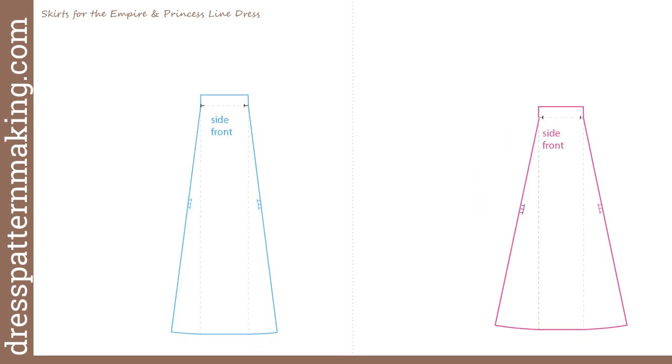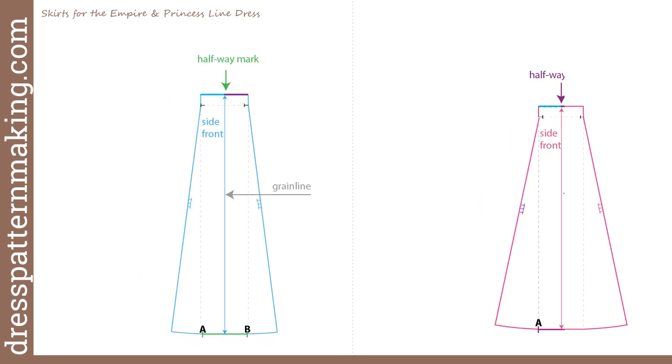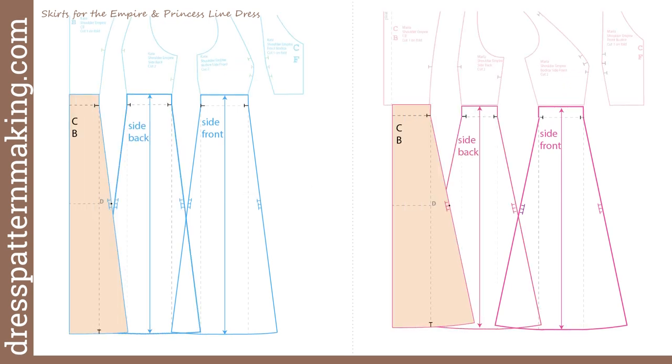So this is the side front before we add the grain line. Mark the halfway point at the empire line and the halfway point at the hem between that original rectangle points A and B and draw the grain line, making sure it is a straight line at right angles to the empire line. So three pattern pieces finished, only the centre front to go.